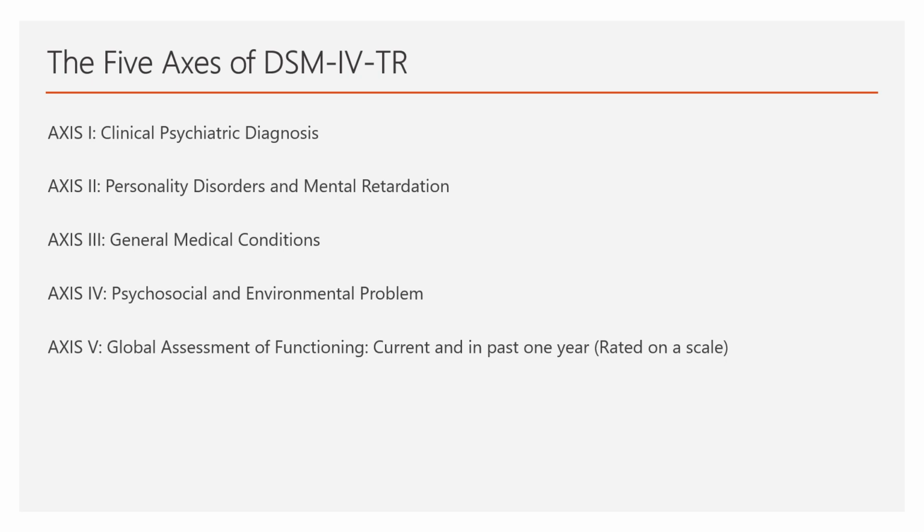Axis 4 is psychosocial and environmental problems. So if there are family problems going on at the patient's home, the patient is going through a divorce or other problems, all these will come in axis 4. Axis 5 is global assessment of functioning. So how is their current and past functioning? Because functioning is also important.